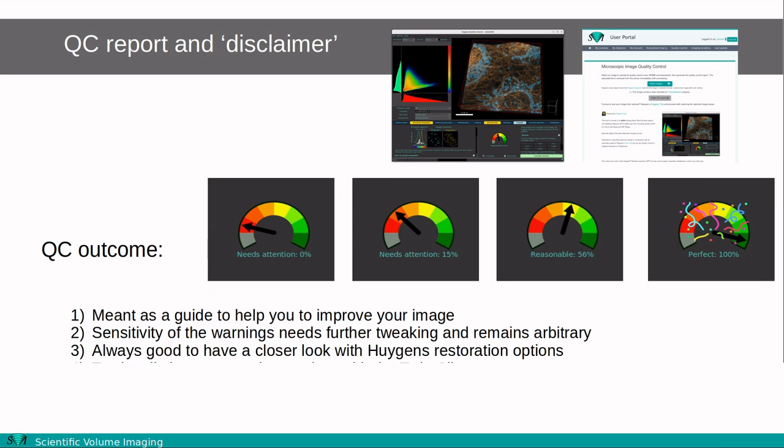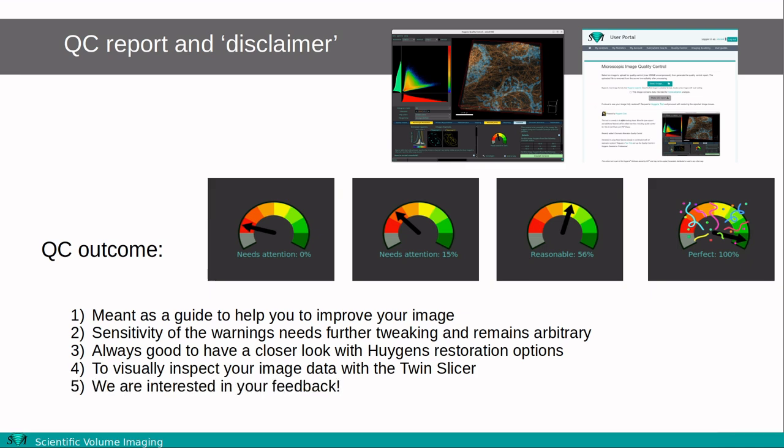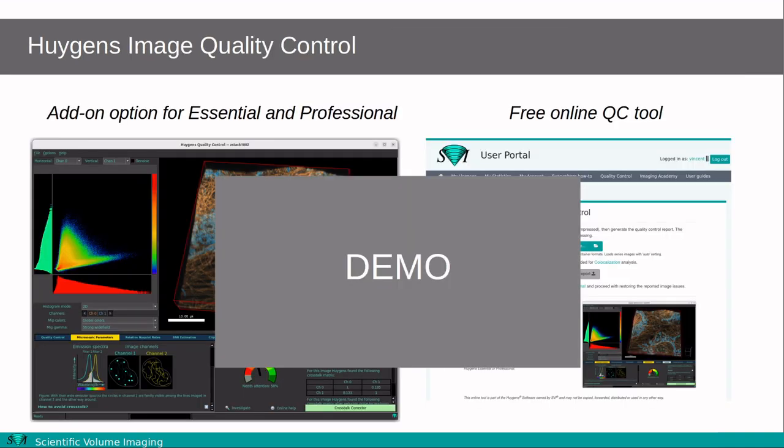It's always good to have a closer look at your images with the Huygens restoration options and to visually inspect your image data with the twin slicer. So do a before and after check, after correction. And of course we are interested in your feedback. And then let's move on to the demo.